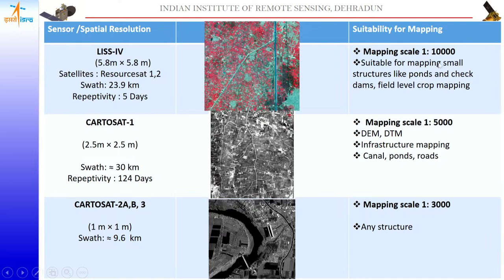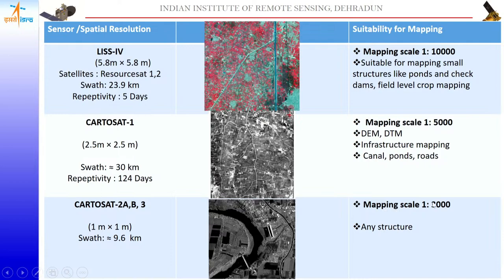And if you go for the 10,000 scale, you will be able to see various ponds, check dams and field level crops. And still, if you want to go for the higher resolution, you can go for the Cartosat series, where you can go for 1 is to 5,000 scale, or the Cartosat 2, 3 series, where you can go up to 3,000 scale.